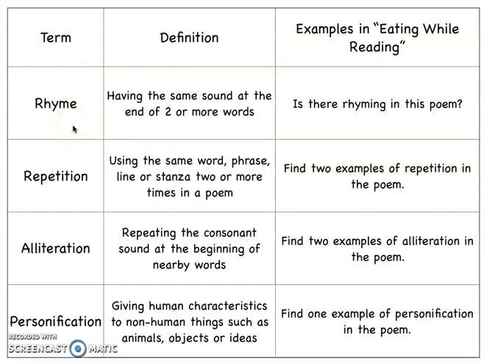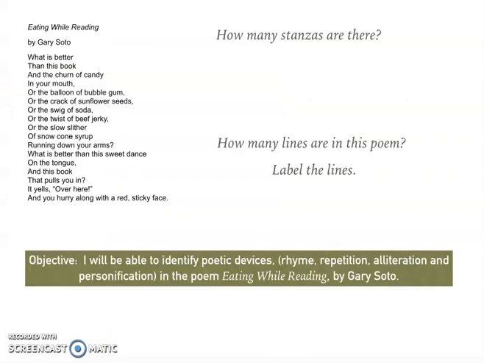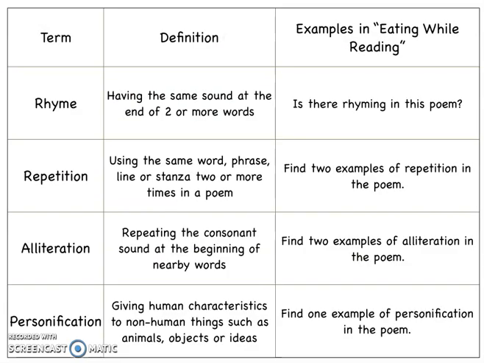Rhyme is having the same sound at the end of 2 or more words, like at, cat, sat. They all end in the at sound, so they are rhyming words. Go to your poem and find the rhyming words. I like to put a squiggly line under the rhyming words that I find. Then you're going to come to this column. In this box, is there rhyming in this poem? And you're going to record the words that rhyme in this box.